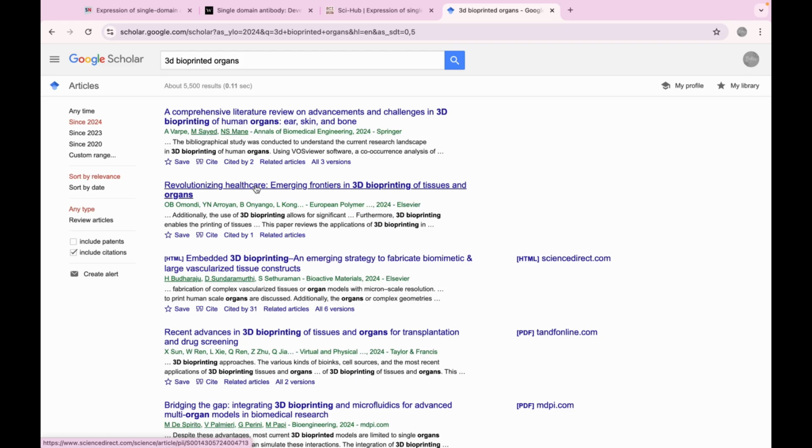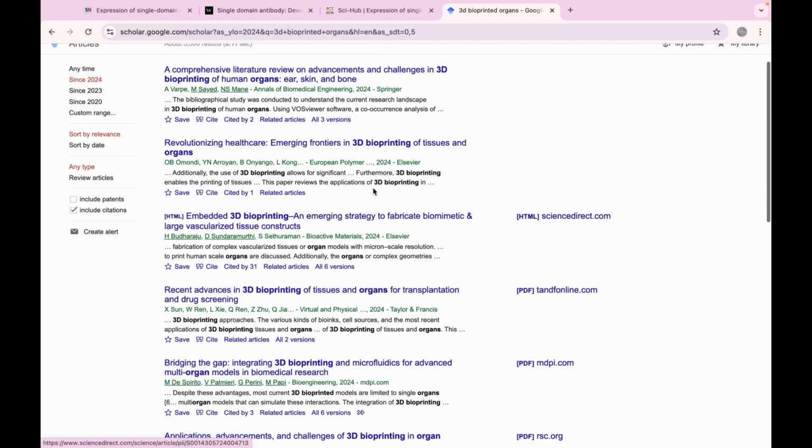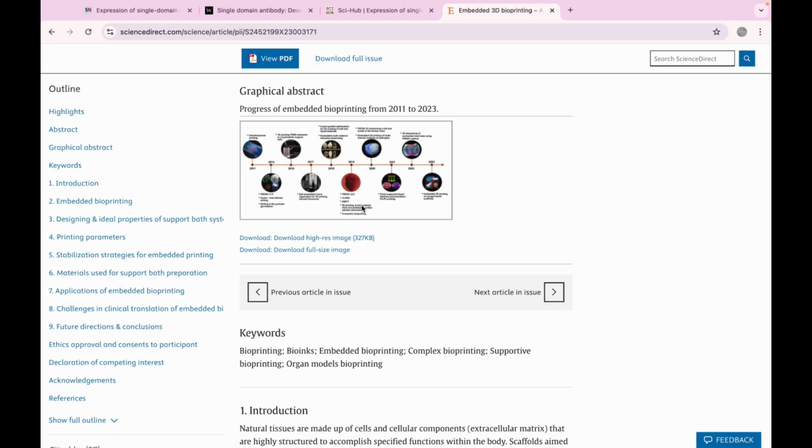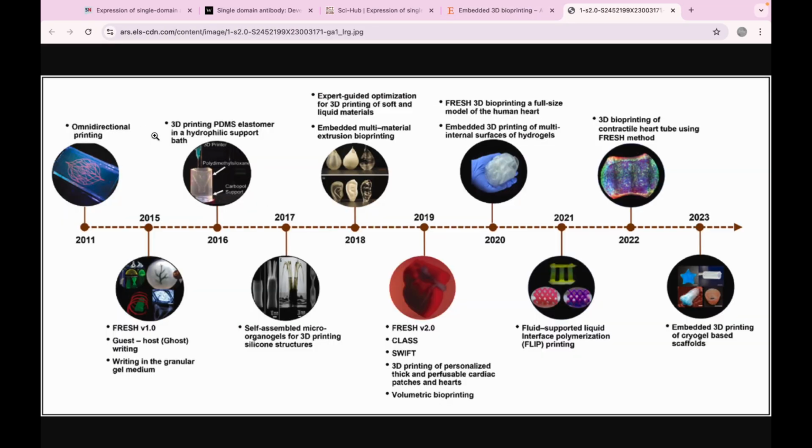Now, revolutionizing healthcare, emerging frontiers in 3D bioprinting of tissue organs, right? So this is how we move ahead in research. Let me show you how we go about it. These two papers we do not have access to, so let's go to this one. Okay, they have tried to show us how from 2011 to 2023 things have grown in biotechnology, 3D bioprinting particularly.